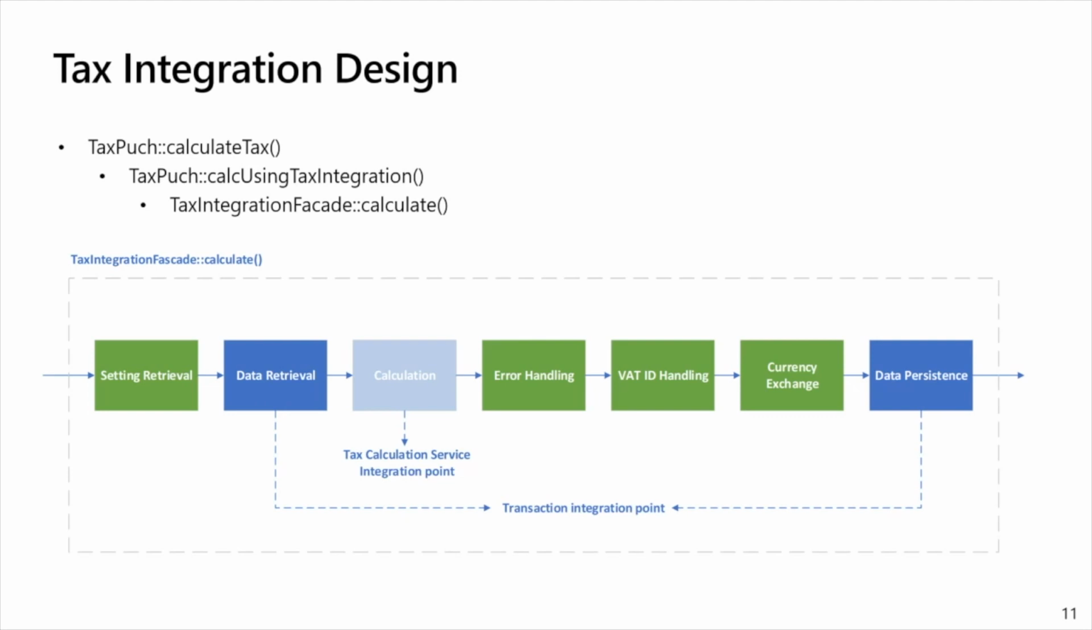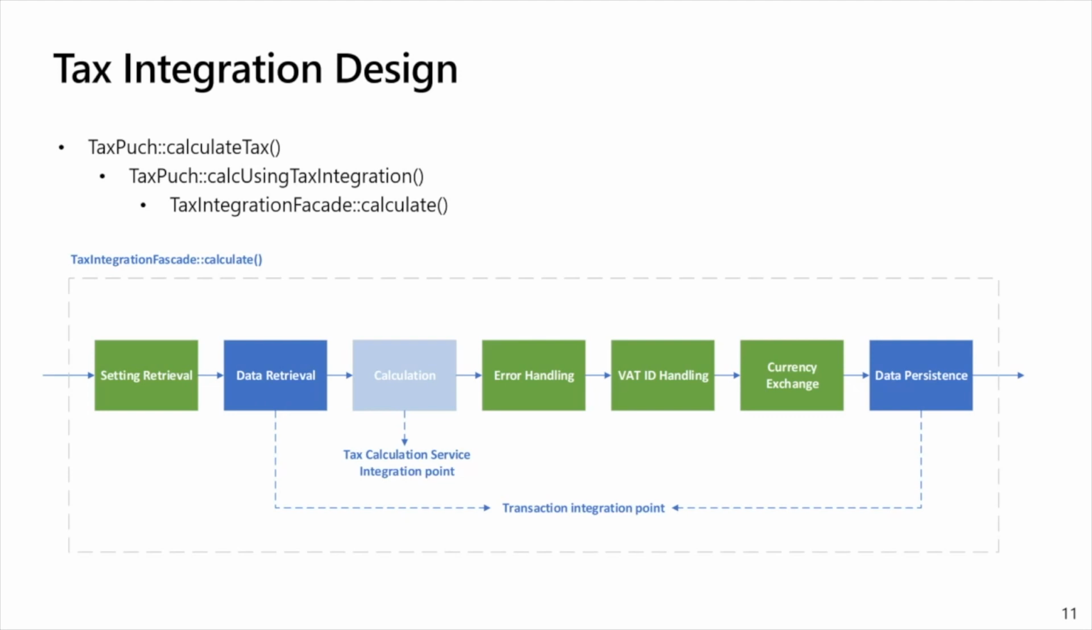So that means when you would like to extend with your own transactions, you can call the tax integration facade calculate method. This will be the major entry point. Let me introduce a bit about how this method is implemented. Below is the graph of the overall process. This process is split into different stages. From left to right, I will introduce them one by one.